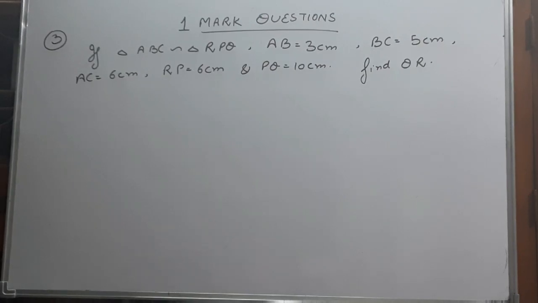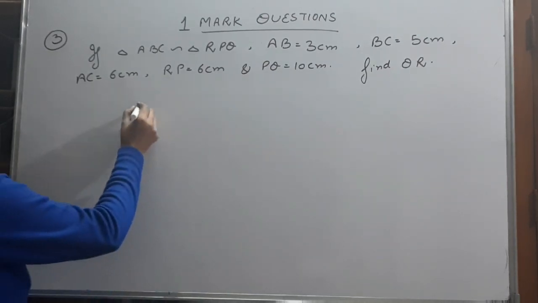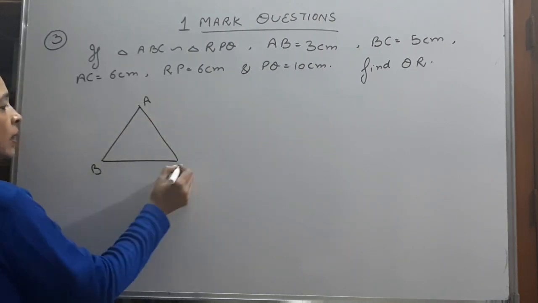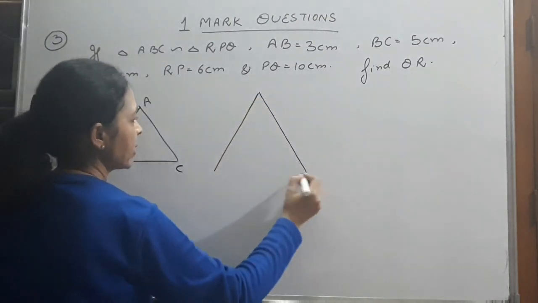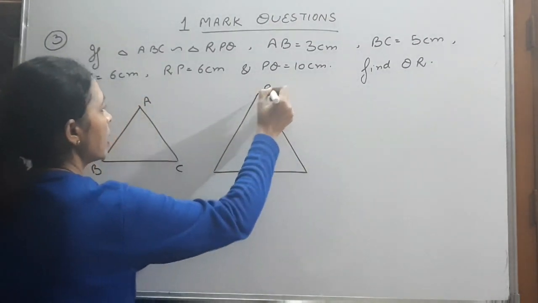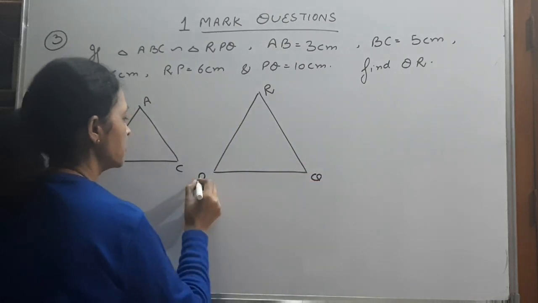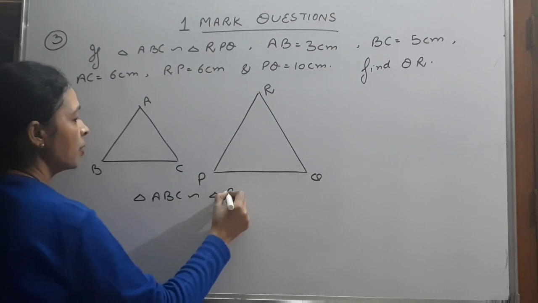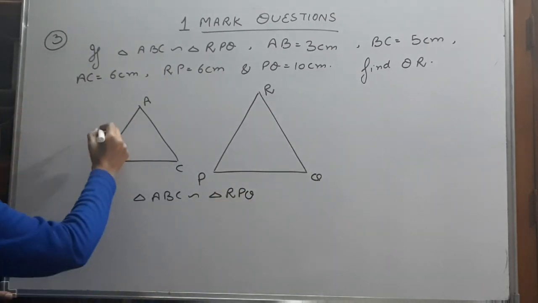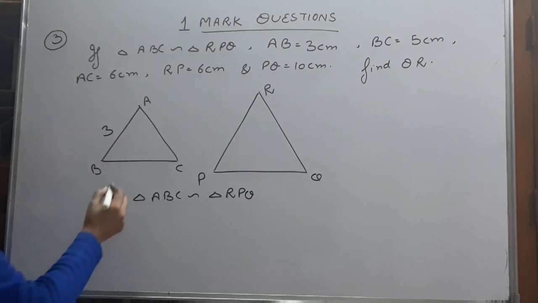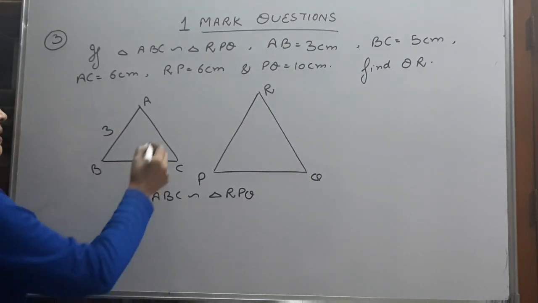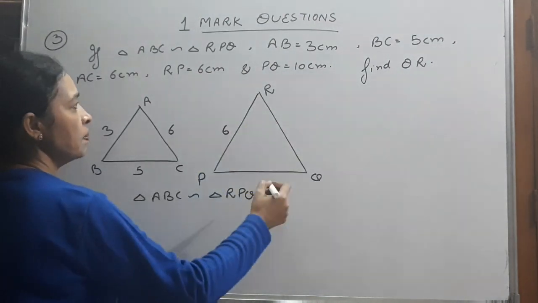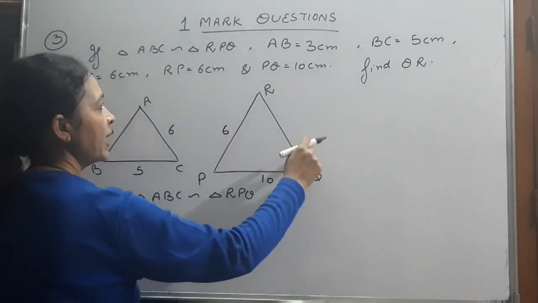If triangle ABC is similar to triangle RPQ, let this be triangle ABC. It is similar to another triangle RPQ. AB is given 3 centimeters, BC is given 5 centimeters, and AC is given 6 centimeters. RP we have 6 centimeters, PQ is 10 centimeters. We have to find QR.